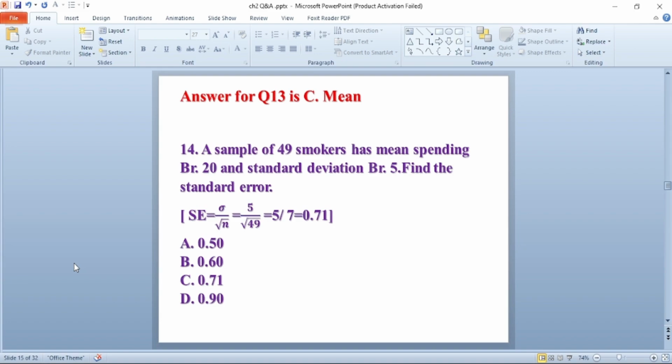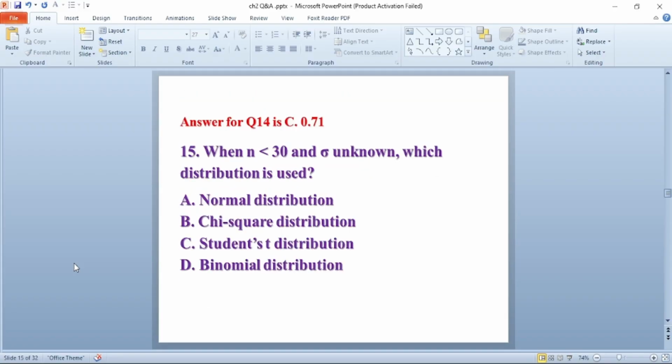Mean. Question number 14. A sample of 49 smokers has mean spending of 20 and standard deviation of 5. Find the standard error. The standard error is equal to standard deviation divided by the square root of n. Standard deviation is 5 and sample size is 49. So 5 divided by the square root of 49, which is equal to 5 divided by 7, which is equal to 0.71. The answer is C.